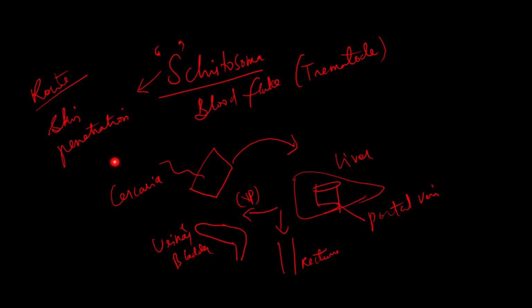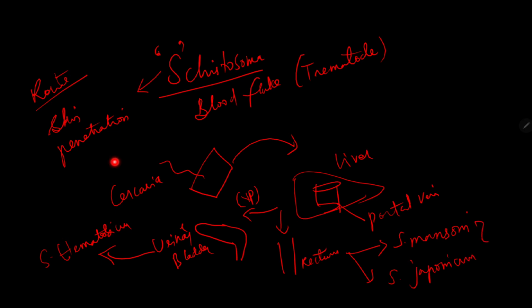The eggs which are seen in the urinary bladder are Schistosoma haematobium, and in the rectum it is Schistosoma mansoni and Schistosoma japonicum. These eggs are shed in the stools, and Schistosoma haematobium is shed in the urine.